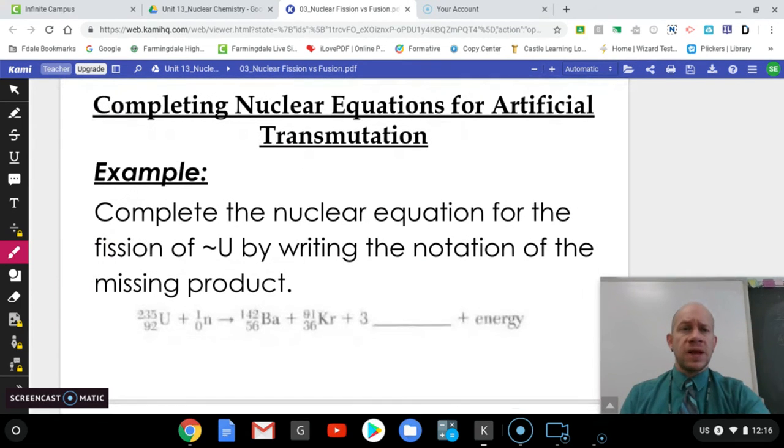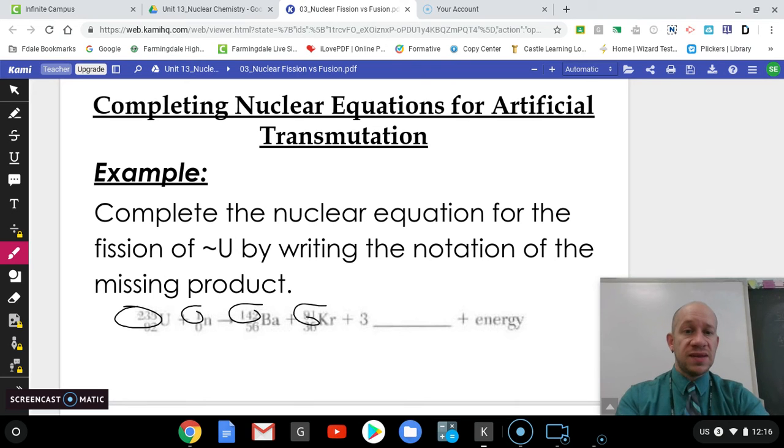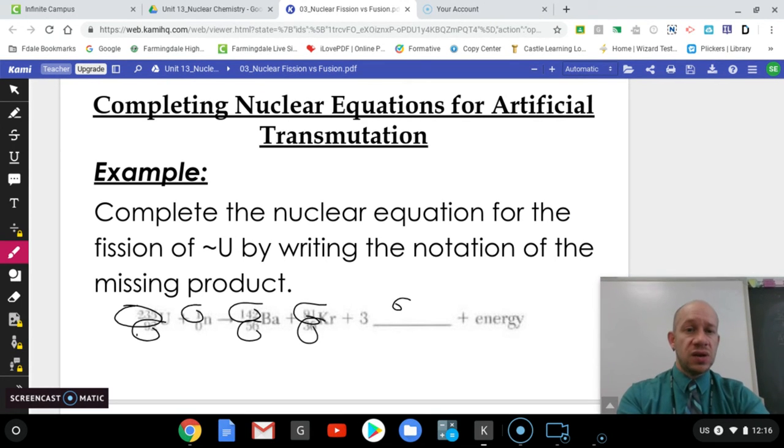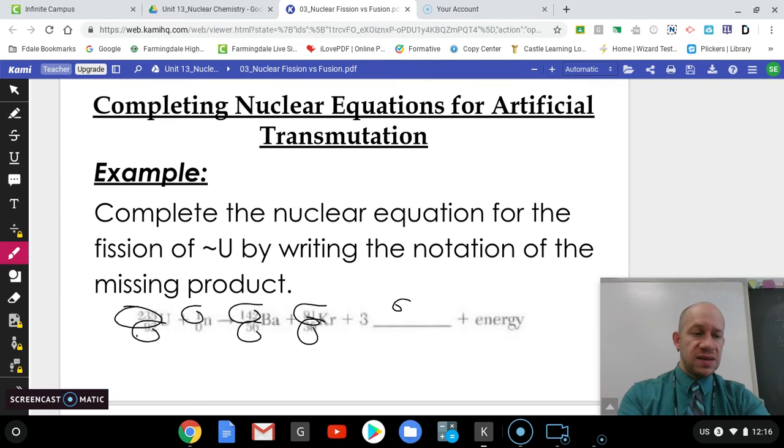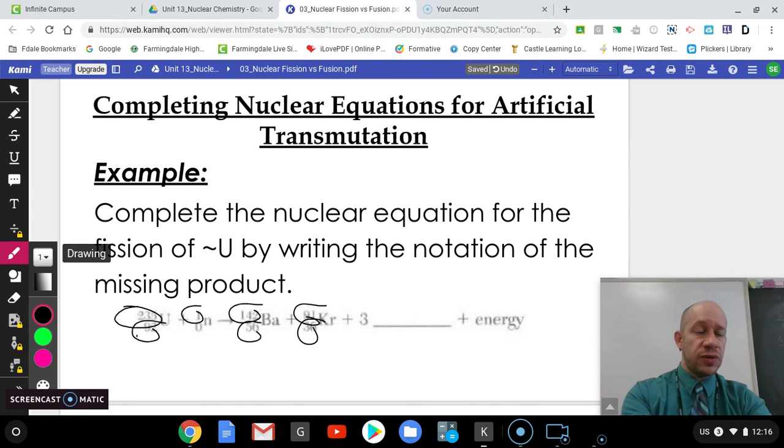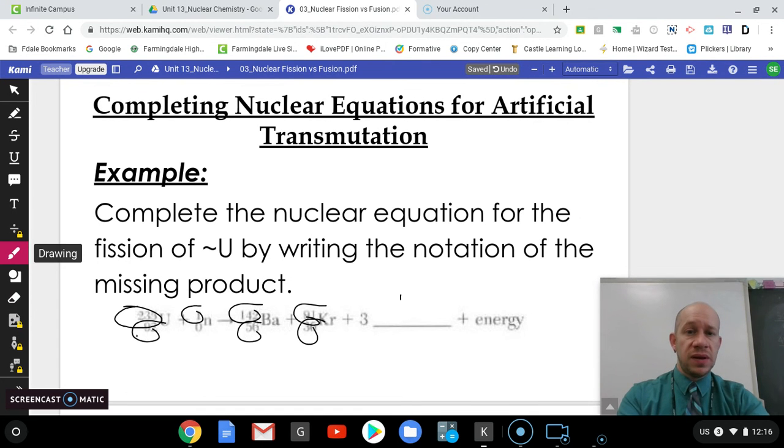So to complete a nuclear equation for artificial transmutation, for example, complete this, we're going to do it the same way we've done before, where the mass of our top numbers, so 235 plus 1, so 236, has to equal the sums of these, and the sums of our charges have to equal each other. So what we'll find is we're missing 3 mass on the top, and nothing on the bottom, and that would be a neutron.